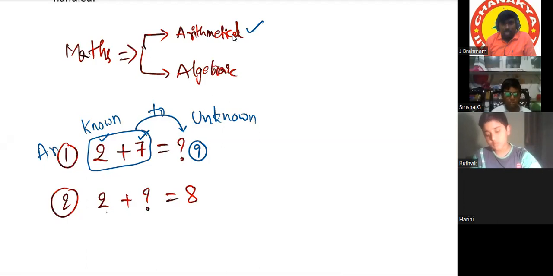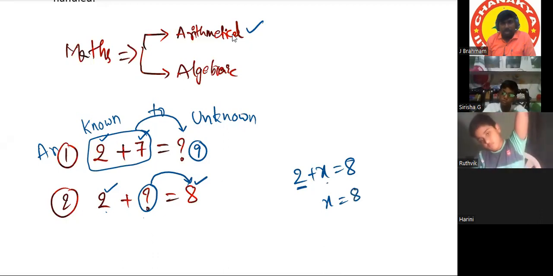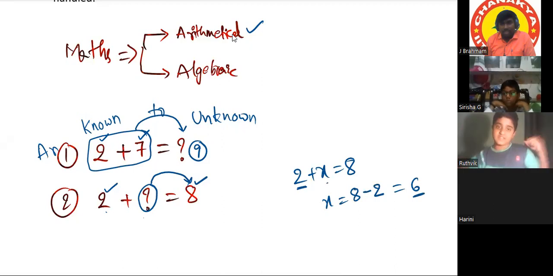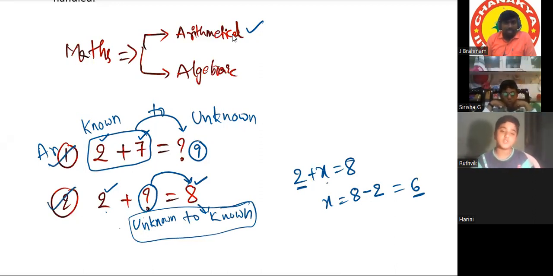Next, 2 plus how much is 8? 2 is a known thing, but this question mark is an unknown thing, and 8 is a known thing. This question mark we need to find based on this one, so we are finding an unknown thing by taking it as x. You will do in your academics like 2 plus x equal to 8 and solve for x. The 2 is positive on the left hand side; when it goes to the right hand side, it will be negative, 8 minus 2 is 6. So 6 is the answer in place of the question mark. So we are moving from unknown to known. This is an algebraic equation. So this is an arithmetical operation and these are algebraic operations.